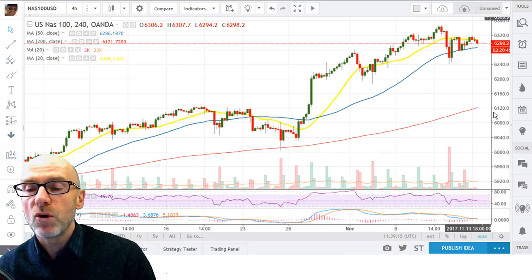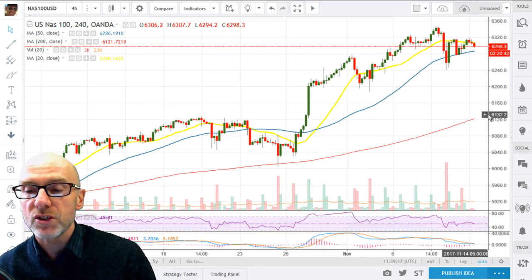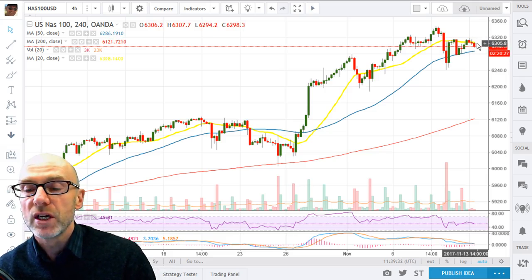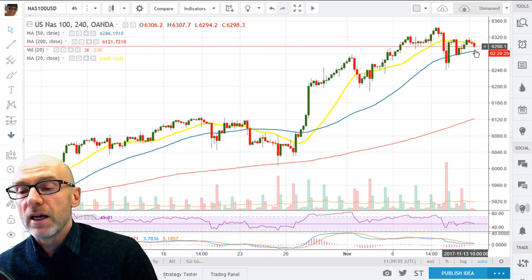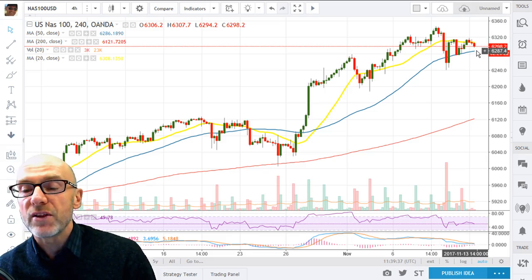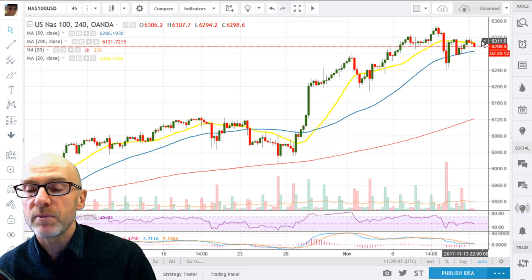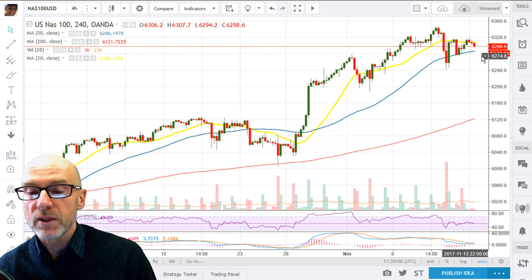Things become slightly more interesting on the 4-hour chart. We pulled back on Thursday, Friday to the 50 4-hour moving average. That has given support, and now today we're up against the downtrending 20 moving average. So we're getting a pincer movement between the 20 and the 50, one resistance, one support. This, when we break, will give the short-term indication of which way the Nasdaq will move.